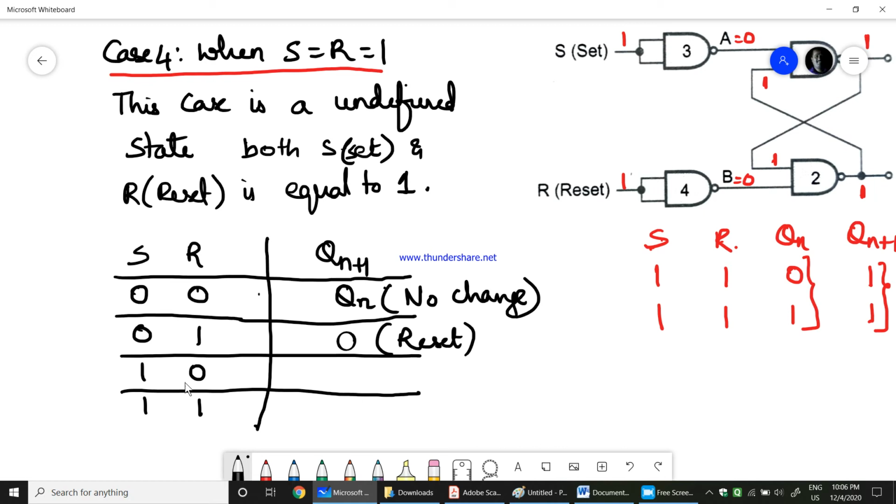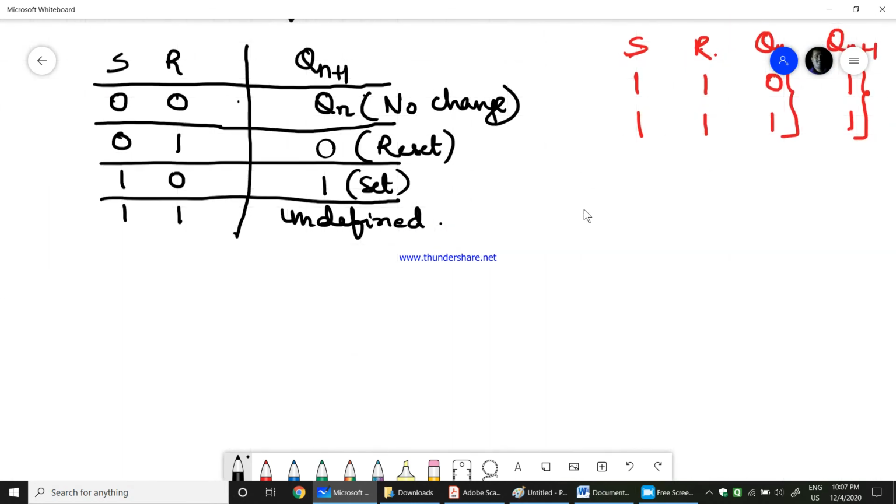When I say S equals 1 and R equals 0, you get 1, which is nothing but a set state. Again, irrespective of the value of Qn that you take, either 1 or 0, the next state would always remain as 1. Whereas when 1 1 is there, it is an undefined state. Undefined or indeterminate state, or whatever you can call it. Okay, now this is the discussion of the SR latch.